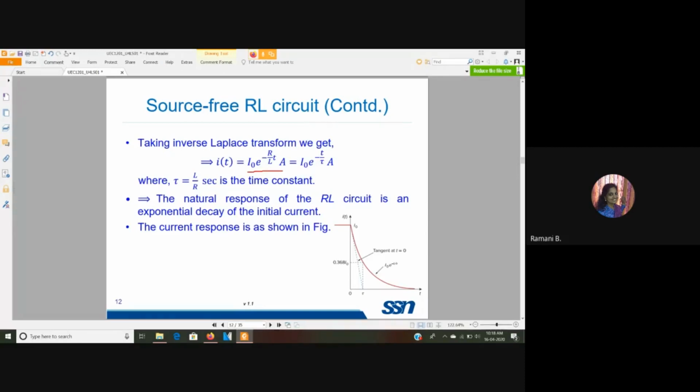Now here we define a term called the time constant, which you are very well aware of. We define the time constant as tau equal to L by R. So your equation for i of t becomes I0 e power minus t by tau amps. The natural response of the RL circuit is the exponential decay of the initial current. Initially the inductor had the current of I0. As it is connected to the resistor, the current will decay like this, and at approximately 5 time constants it will reach a steady state. This is about the source free RL circuit.